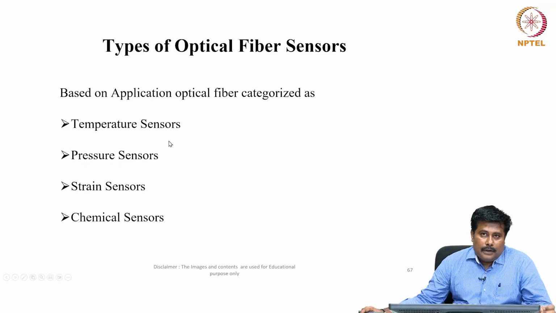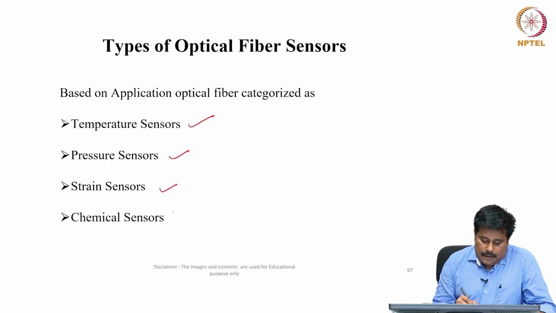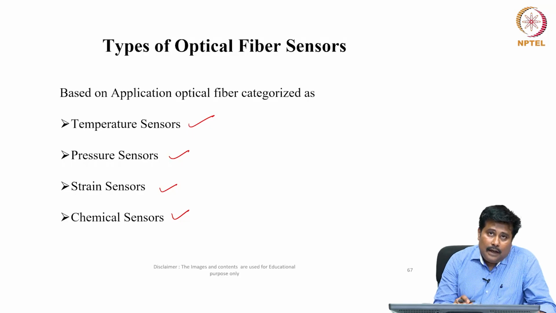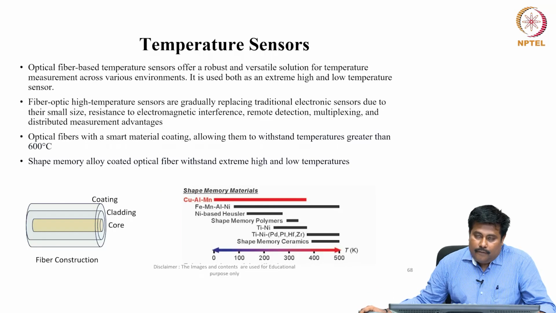Now, as far as the operation or micro sensing of these optical fibers is concerned, based on the sensing characteristics, these optical fibers are characterized for temperature sensing, pressure sensing, strain sensing, and chemical sensing. So, let us discuss the different configurations of sensing or micro sensing using an optical fiber in detail. First, let us discuss temperature sensing.